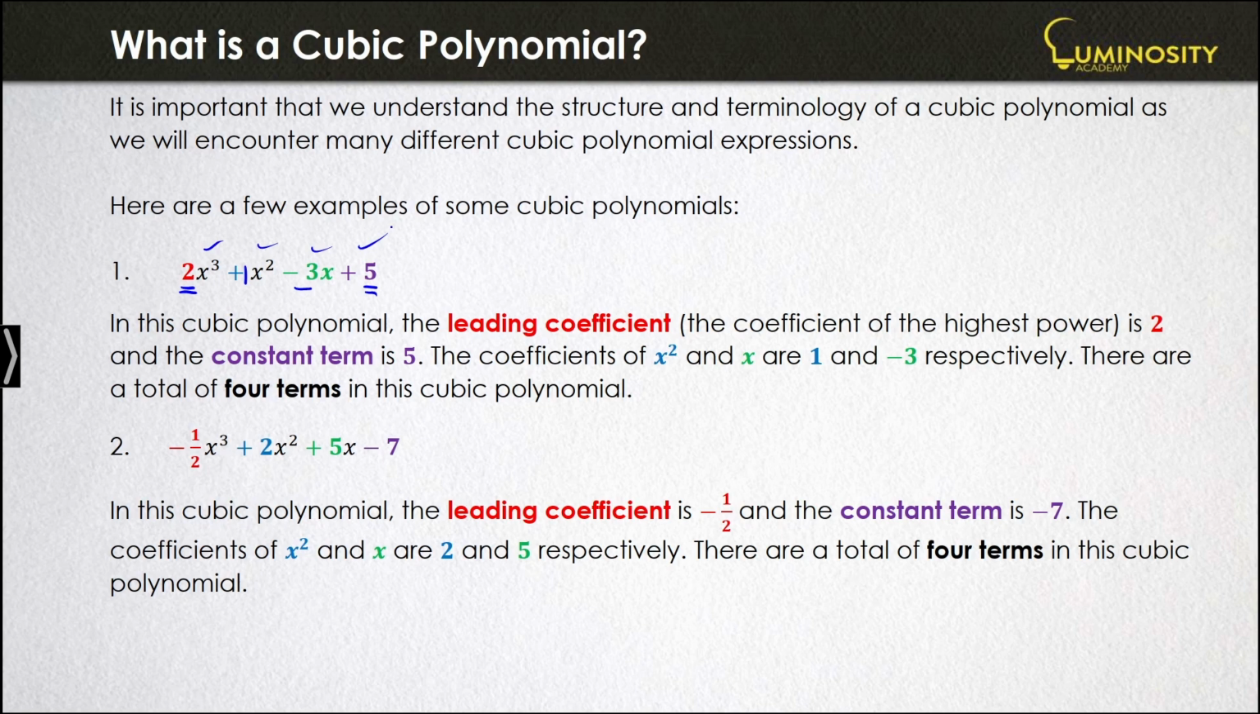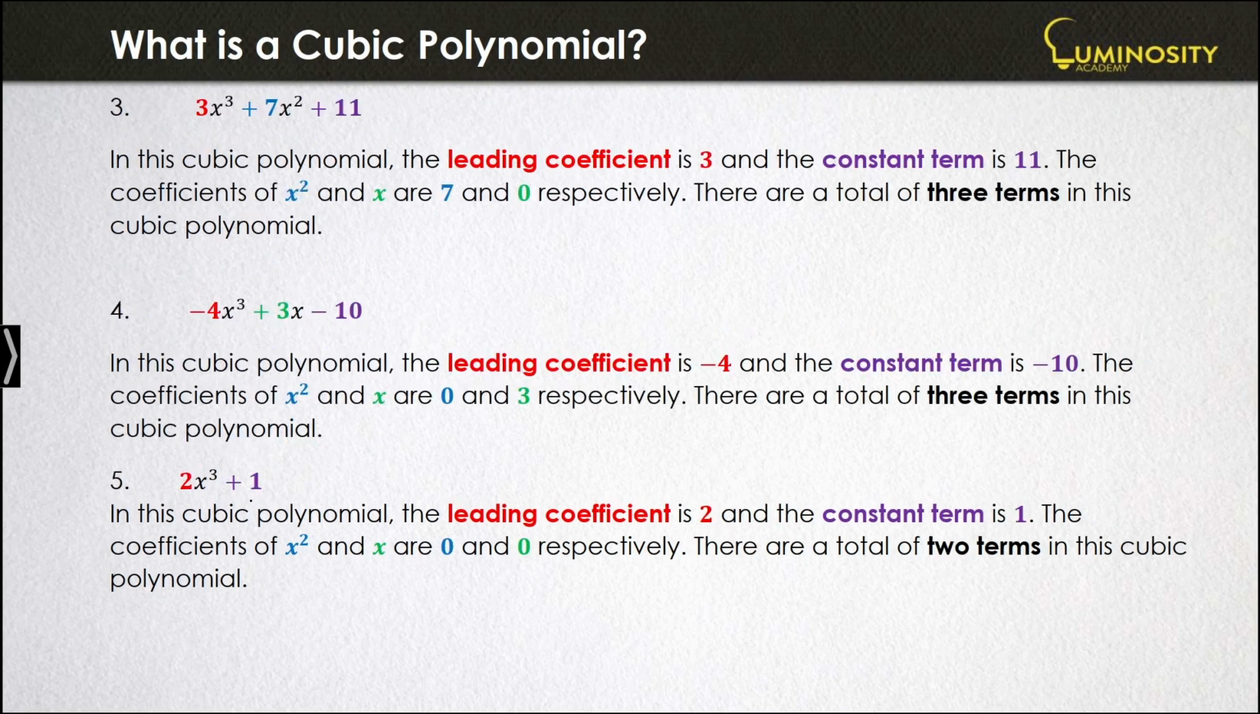Let's have a look at this one. Negative half x cubed plus 2x squared plus 5x minus 7. Again, this is a cubic polynomial, but the leading coefficient is negative a half. The constant term is negative 7. The coefficient of x squared is positive 2. The coefficient of x is positive 5. And again, there are 4 terms in that expression.